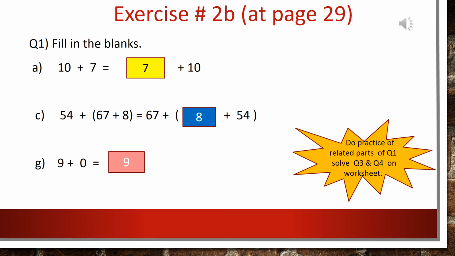In the third part, we can see 0, which is known as the additive identity of the numbers. So, 9 plus 0 is equal to 9 itself.